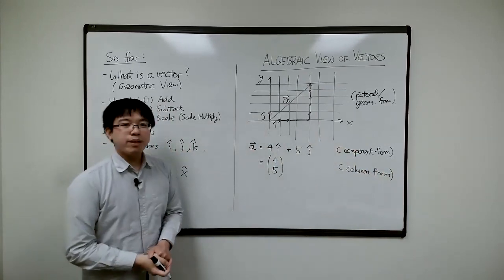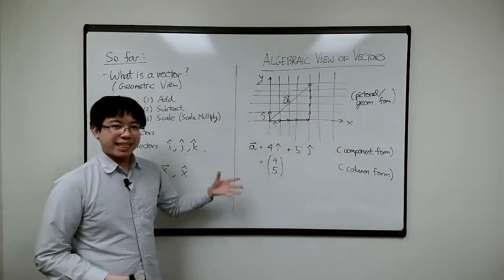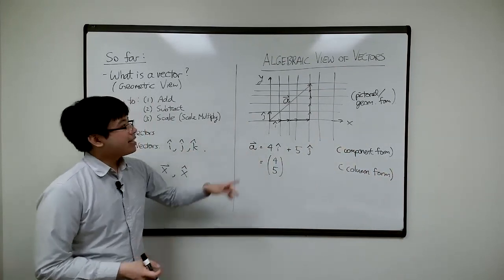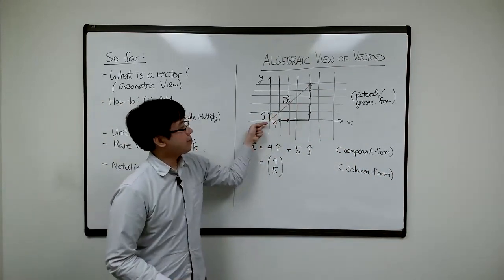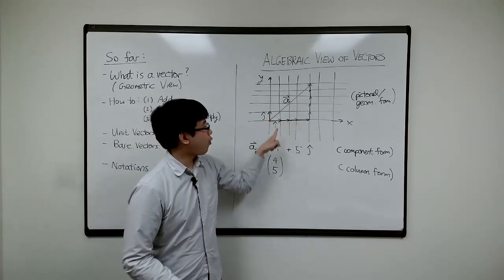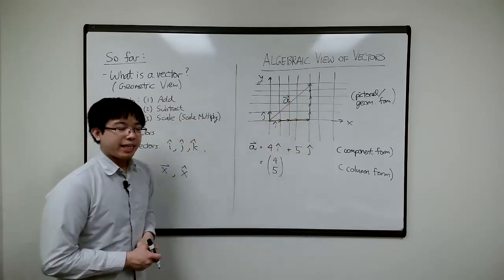So it's either column representation or column form of a vector. As you can see, you know how to add and subtract vectors. You can see that A is literally made out of 4i plus 5j, like that.